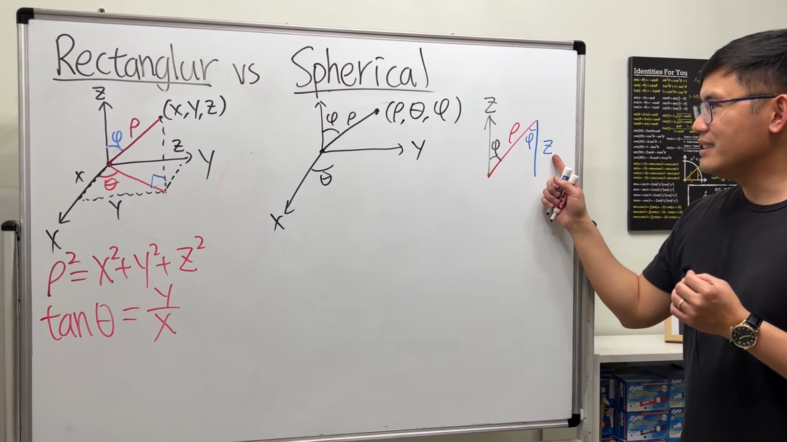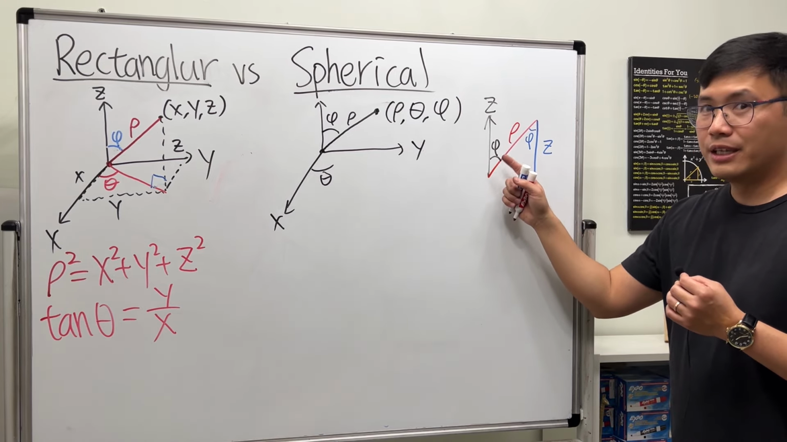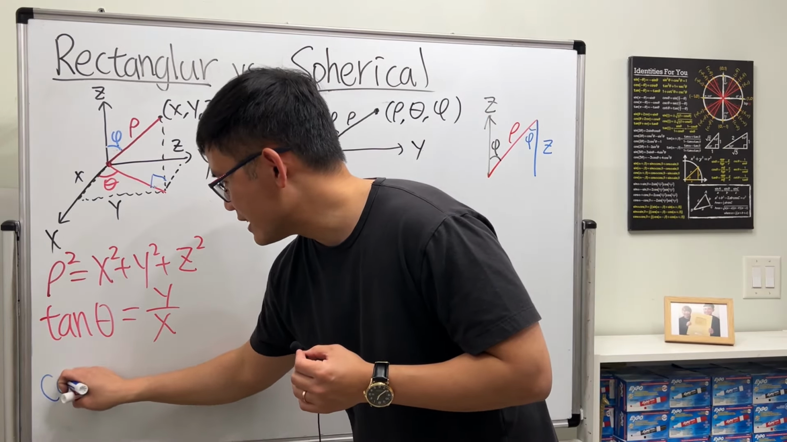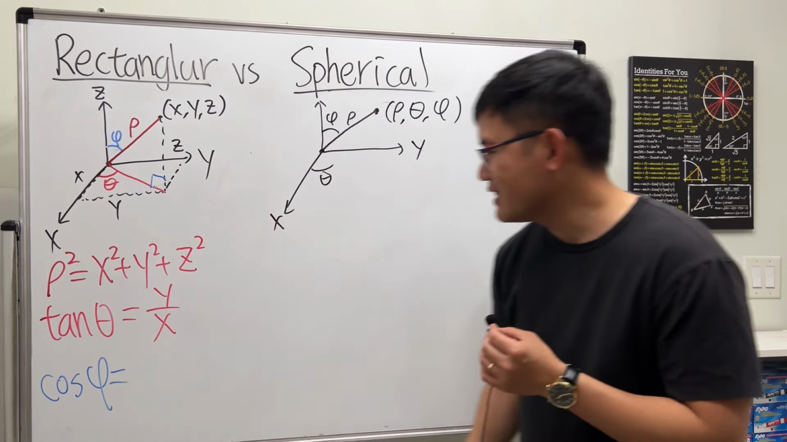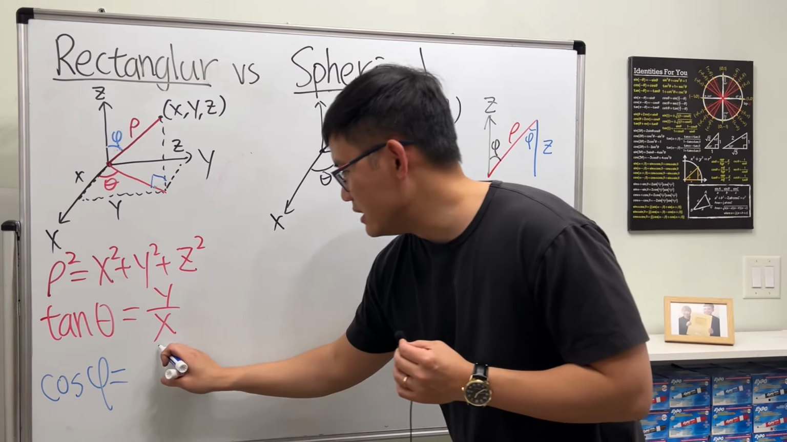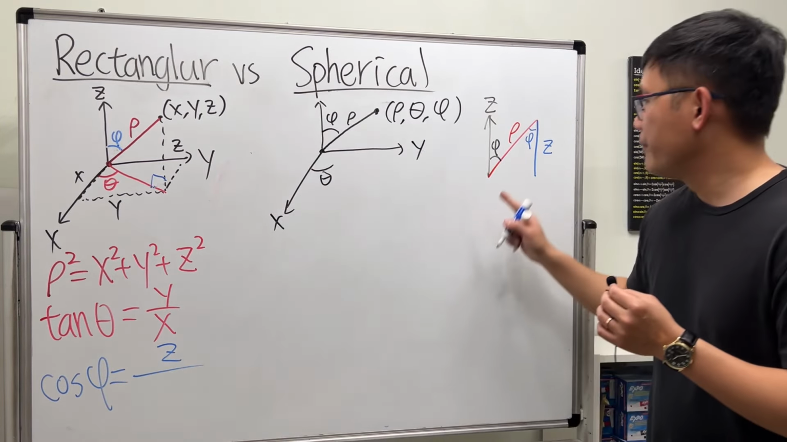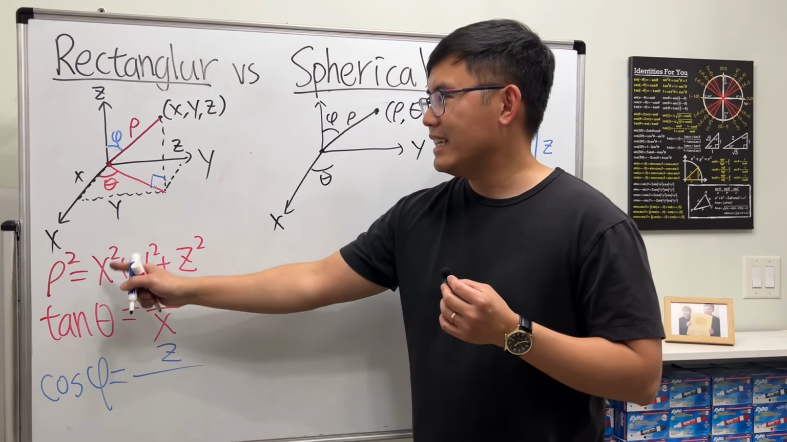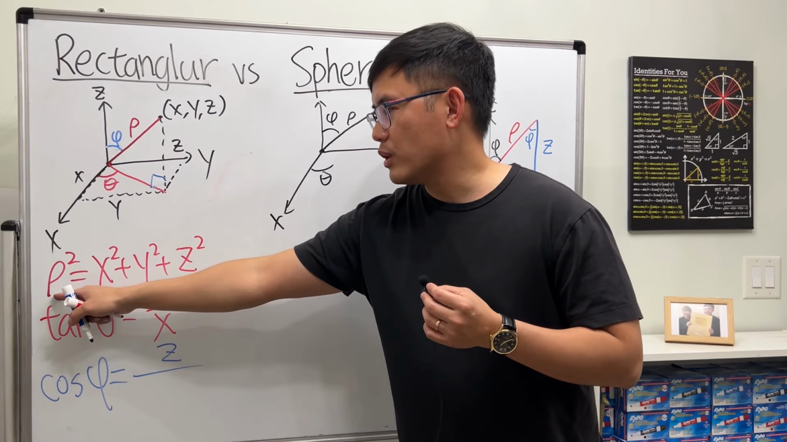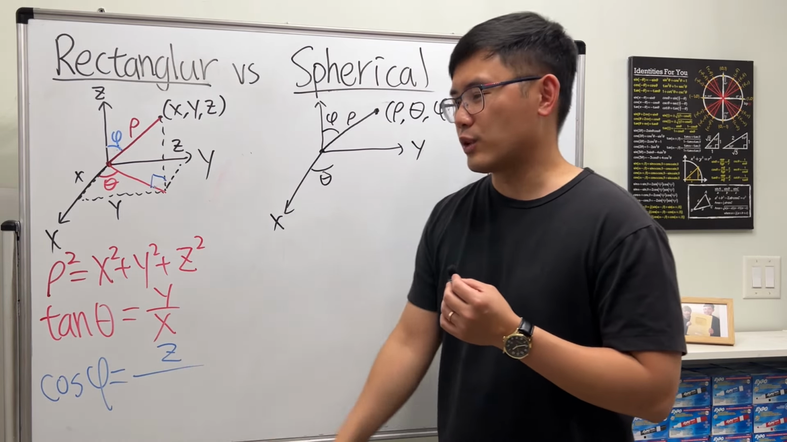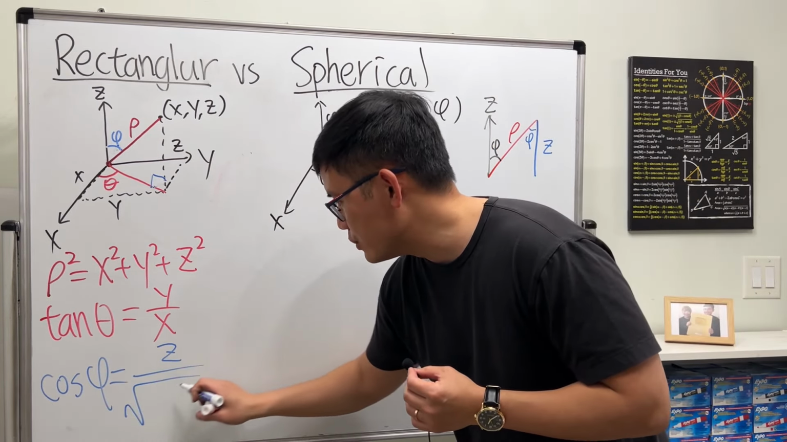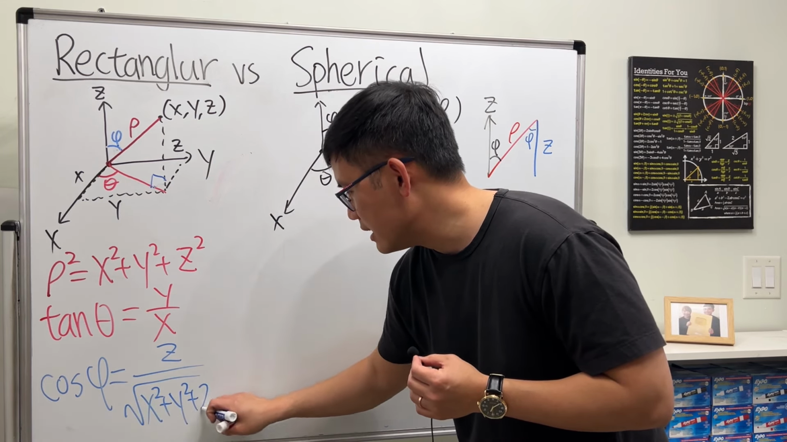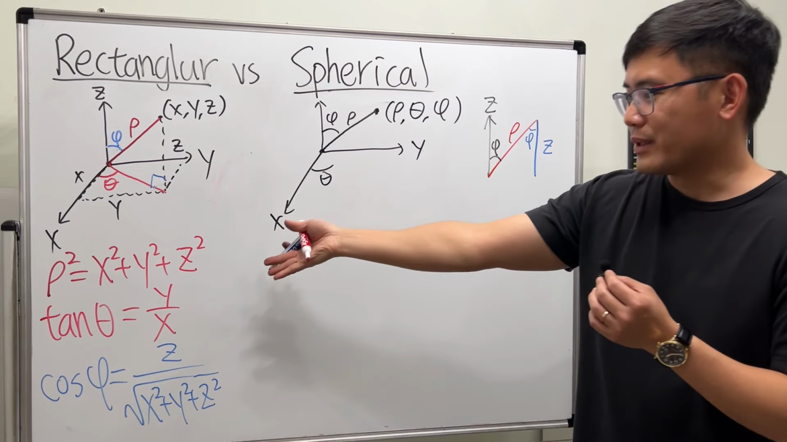So what can we do? We have adjacent and then hypotenuse. So we can use cosine. Check this out. We can say cosine phi equals adjacent, which is z, over rho. But I don't want to put rho because we're given what? X, Y, Z. But it's okay because we know rho squared is equal to this. Just take the square roots on both sides. So we have the square root, and just do a positive version, of x squared plus y squared plus z squared. So that will take care of it.